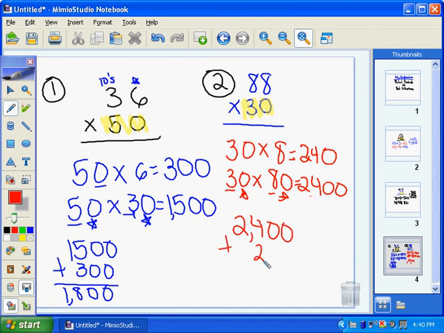plus 240, which gives us 2,640. So that is how we use partial products and fact extensions to solve double-digit multiplication problems where your base numbers are multiples of 10.